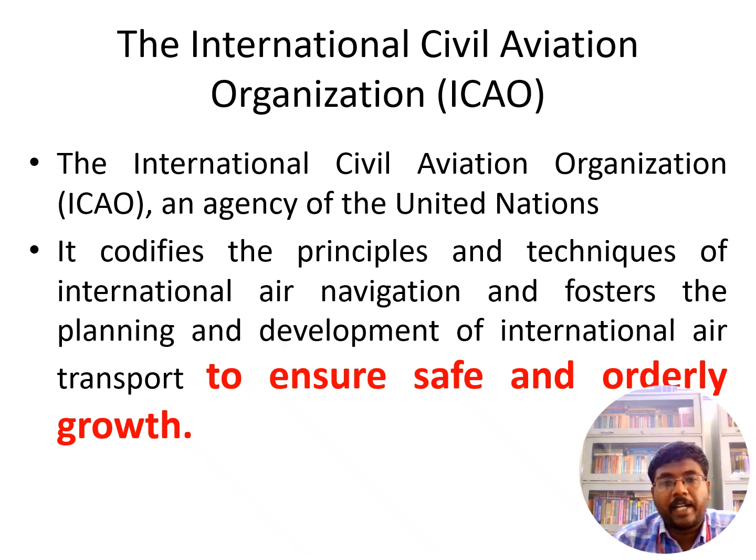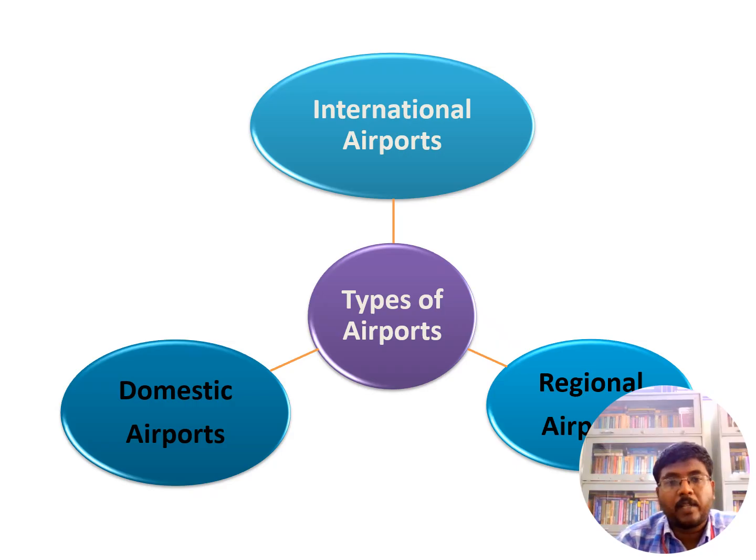Next we see about ICAO. ICAO means International Civil Aviation Organization. It is an agency of the United Nations. The main function or objective of this organization is to ensure the safety and the orderly growth of air transport. Next we see about the types of airport.